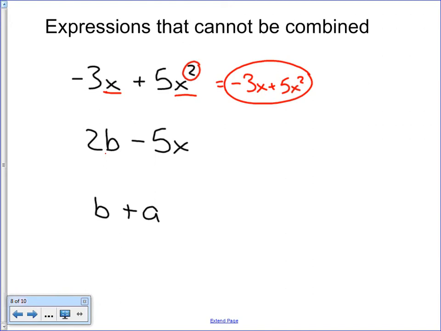With the second one, a b and an x, they're different. They're not the same. So 2b minus 5x, we'll leave that one as well. And the last one, b plus a, again, the b and the a are different, so I'm just going to leave that as b plus a.